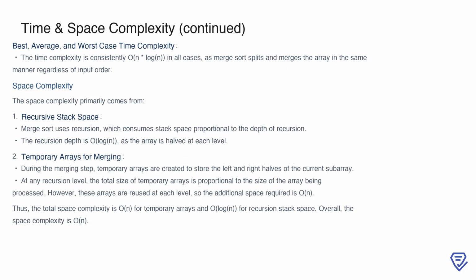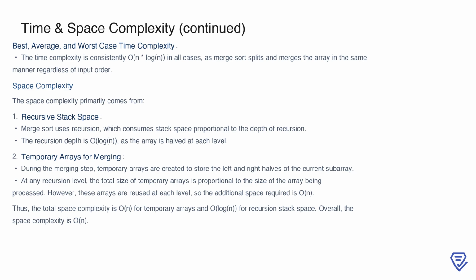The time complexity of this solution remains n * log n in all cases, best, average, and worst, because merge sort always splits and merges the array in the same structured way, regardless of the input order. Turning to space complexity, the main contributors are the recursive stack space and the temporary arrays used for merging. The recursion depth is proportional to the log of the input size, so the stack space is log n.